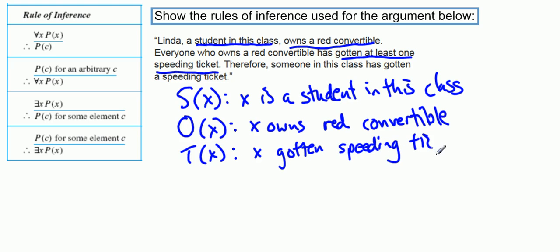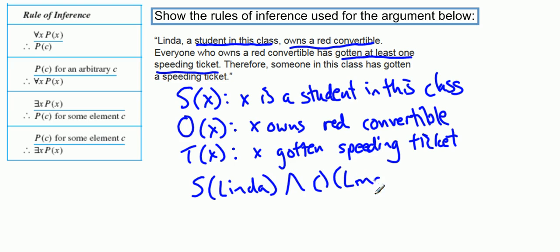Okay. Now that we have our predicates, it's time to translate our premises. The first sentence says, Linda, a student in this class, owns a red convertible. So we should say s of Linda and O of Linda. So Linda is the instance for our predicates s and O.